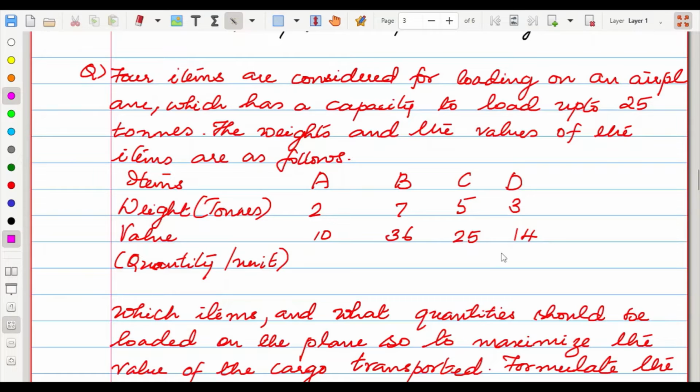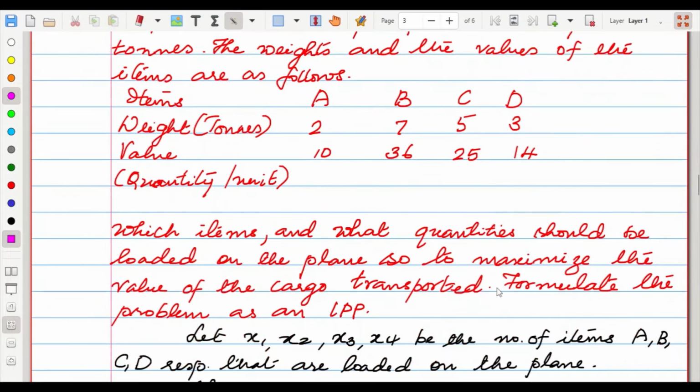Okay, next question. Four items are considered for loading on an airplane which has a capacity to load up to 25 tons. The weights and values of the items are as follows. Items A, B, C, D, weights 2, 7, 5, 3, values are given as 10, 36, 25 and 14. Which items and what quantities should be loaded on the plane so as to maximize the value of the cargo transported? Formulate the problem as an IPP. So we need to formulate this problem.